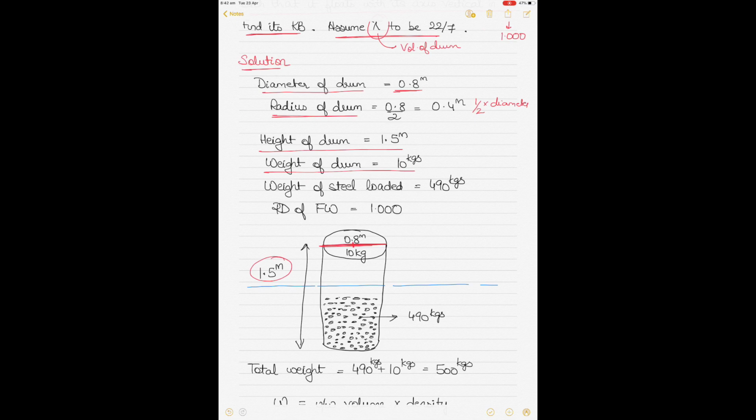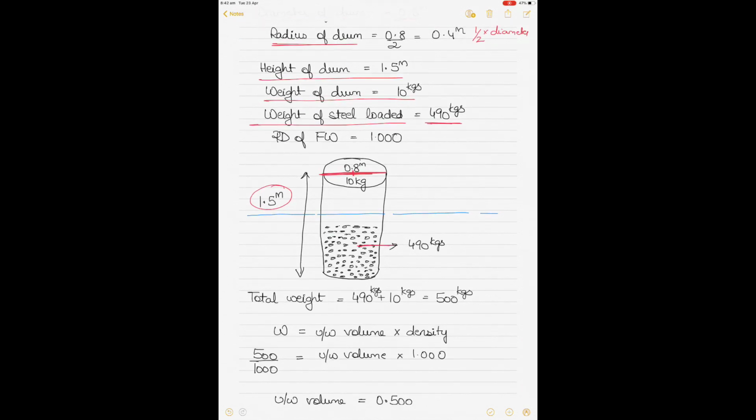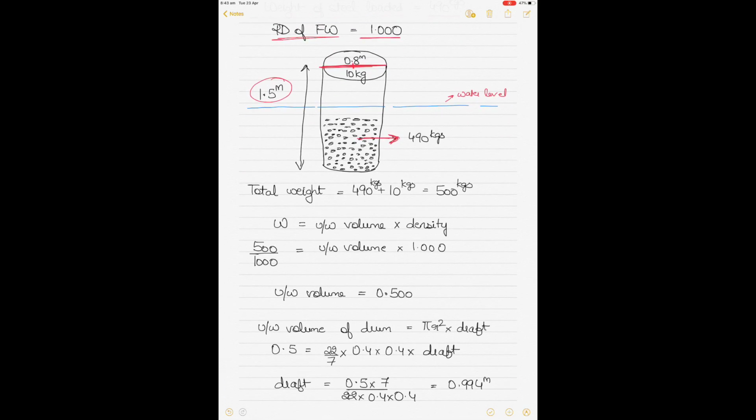The weight of the drum was 10 kilograms and you have put weight of steel of 490 kilograms in the drum. You can see here all this is the steel, maybe steel pellets or something. It's 490 kilograms and the relative density of the fresh water is of course 1. So this all is given to you in the question. You can decipher from the information given to you in the question, and you have drawn a kind of figure to visualize what's going on here, right? And you can see this is of course the water level.